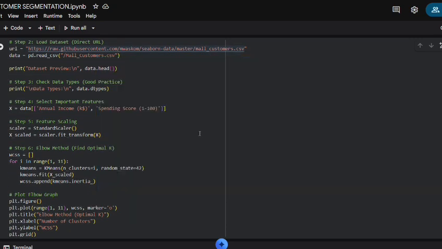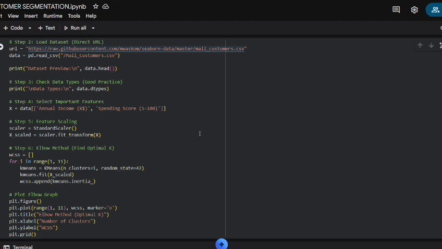The next step is feature scaling. Since k-means clustering is a distance-based algorithm, it is very important to scale the data. If we do not scale the data, features with larger values may dominate the results. Therefore, we use standard scaler to normalize the data so that all features contribute equally to the clustering process.